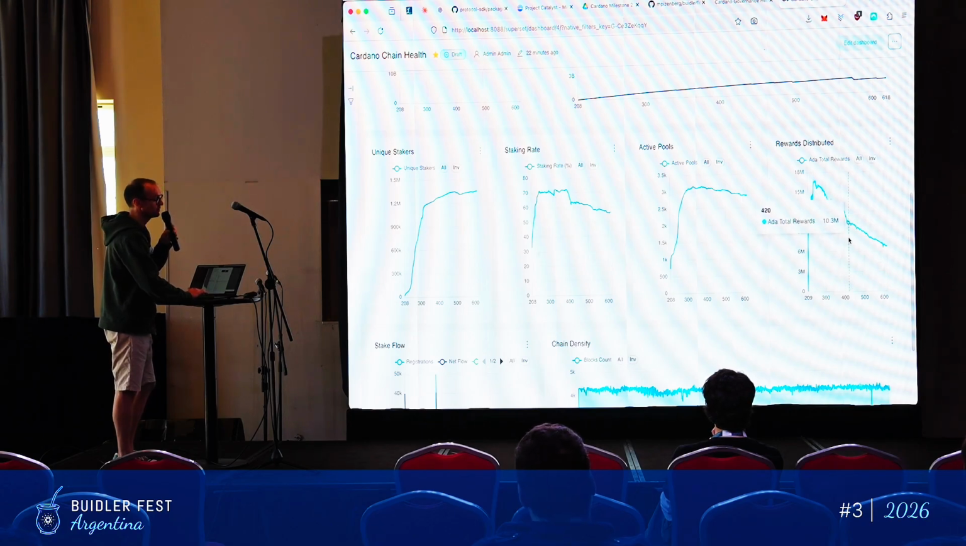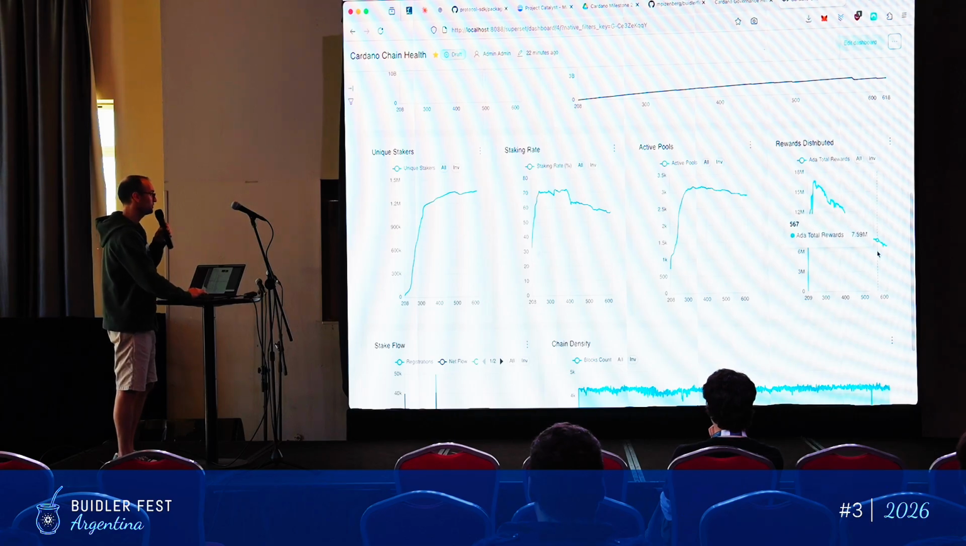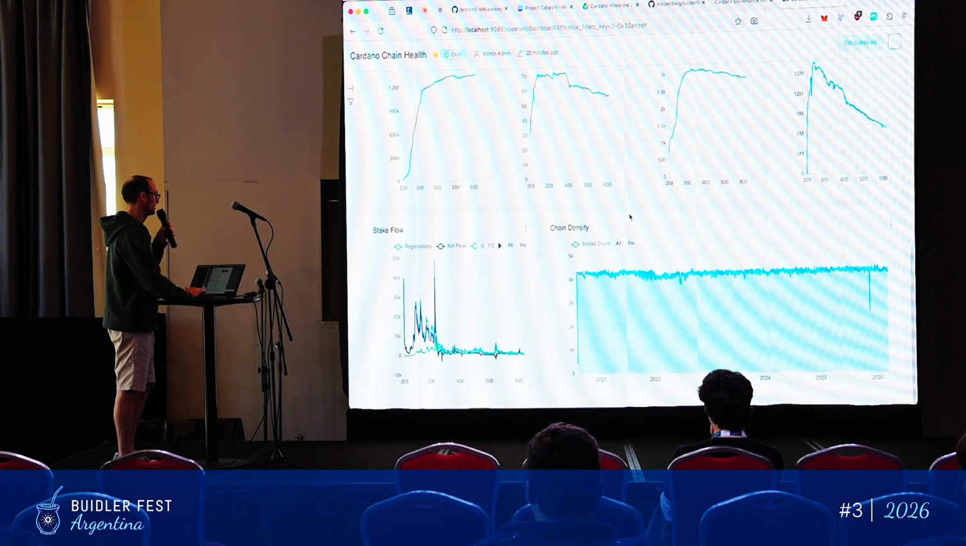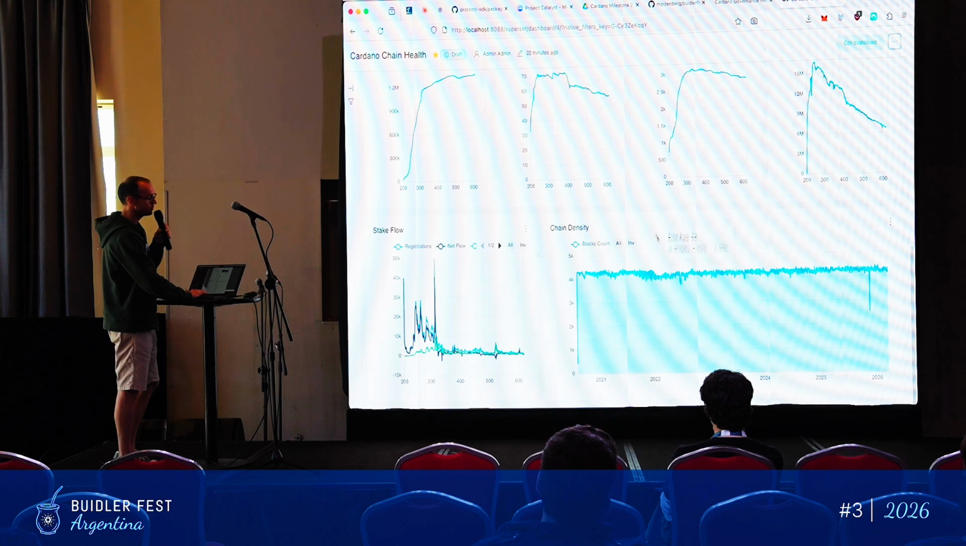Distribution of rewards has been lower, and that's why it's really important that we do it right for the distribution of funds with Treasury, so that we don't misallocate funds too much. Other things like how stake is flowing and chain density. This one was interesting to add.